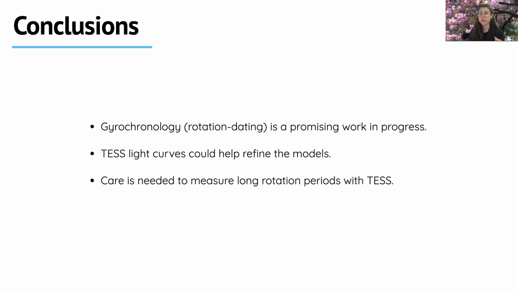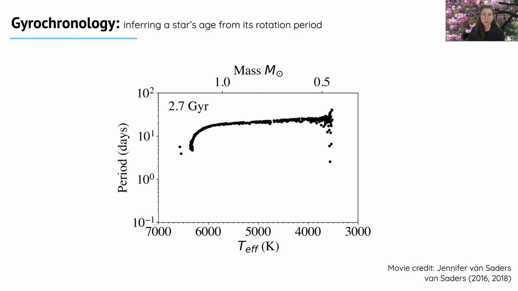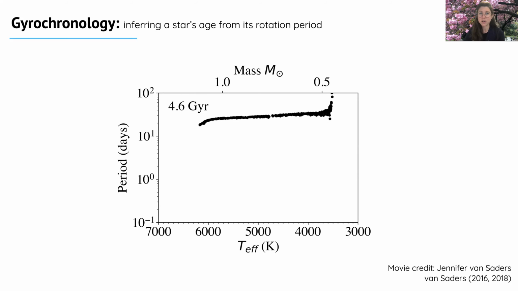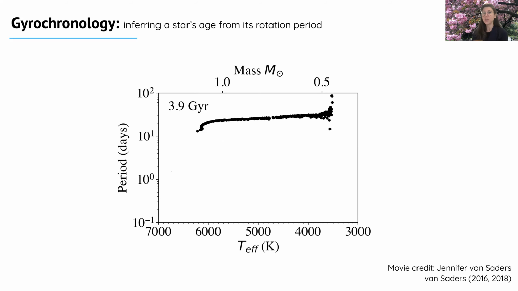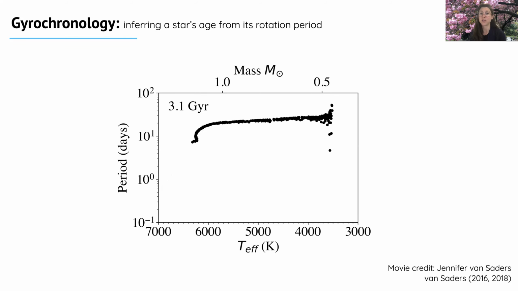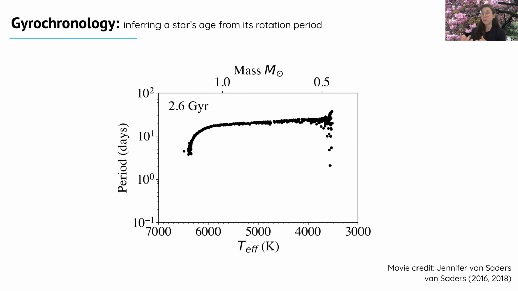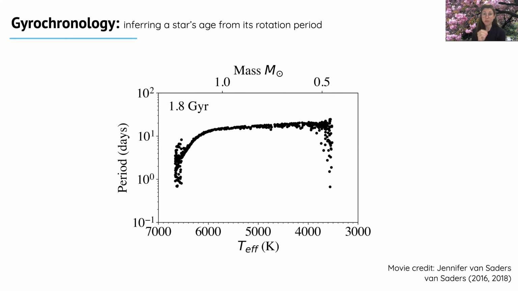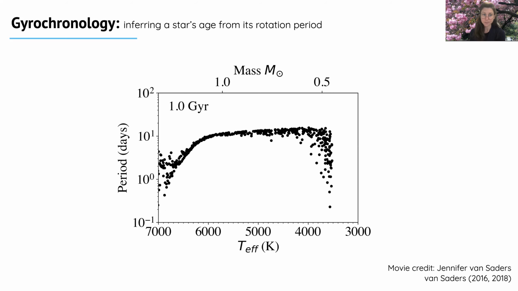So to begin with, what exactly is gyrochronology? Gyrochronology, again, is this method of inferring the age of a star from its rotation period. TESS gives you an opportunity to measure the rotation period of a star. And if you have that, and you have an idea of its temperature or its color or its mass, you can apply a gyrochronology model and infer what the age of that star might be.